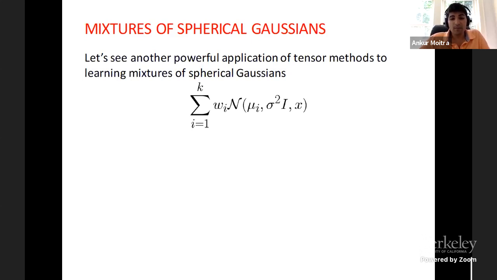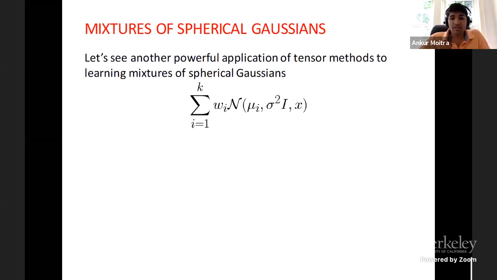And the way that you sample from the model is you choose one of the components at random with probability proportional to W sub i, that's your mixture model. And then once you've chosen which component you're sampling from, you just take a sample from the underlying Gaussian. In fact, each of these Gaussians has a different mean mu sub i, but they have the same covariance, which is sigma squared times the identity.